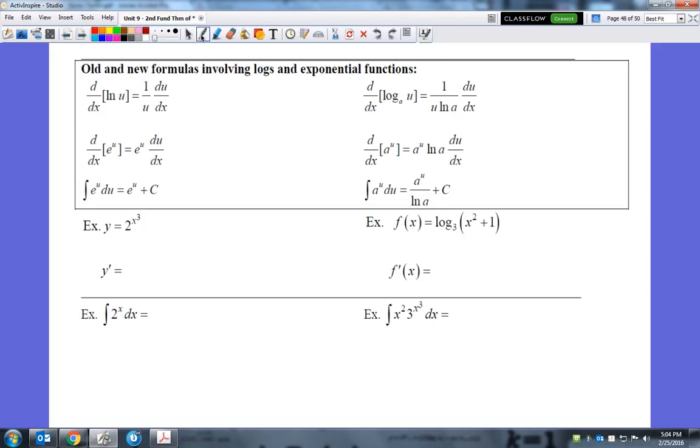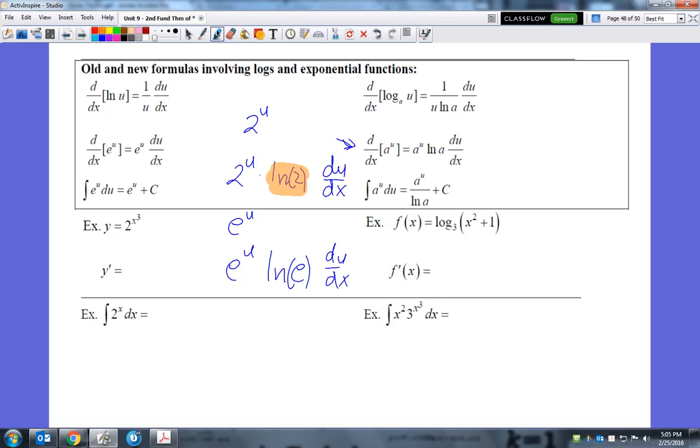Okay, so finally, this one's easier. So a is a constant, so we could say it's like 2 to the u, and the derivative of this is the carbon copy times the natural log of the base times the derivative of the power. And this is where it's different from what we've done with e to the u. For e to the u, the derivative is the carbon copy times the natural log of the base times the derivative of the power. See, this is an understood 1 whenever the base is e.